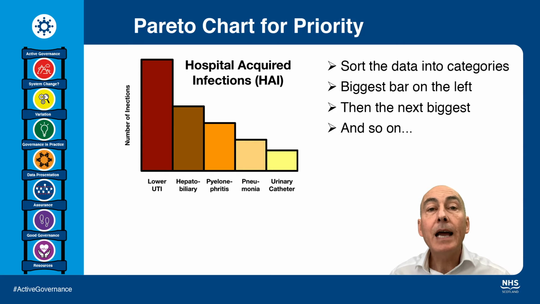So if we look at the example given here, it's about hospital-acquired infections. And the biggest bar on the left is lower UTI. So if you wanted to reduce HAIs, then you would focus on the priority, the bar on the left. And you would have a project team look at lower UTI as a way of improving that particular system.